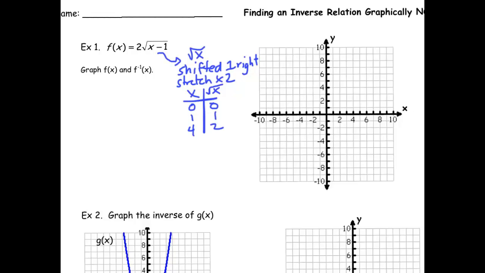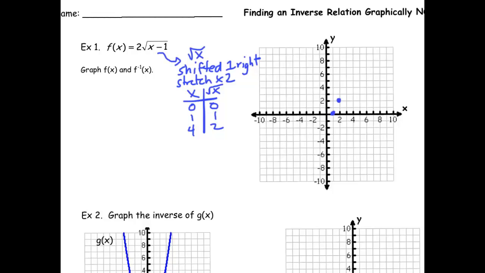So let's move those points 1 to the right. So 0, 0, 1 to the right. Its y value is 0, so when it gets multiplied by 2, it doesn't change. So there's our first point. Next point is at 1, 1. Move it right 1. Its y value is 1. Multiply that by 2, we get 2. So I have a point at 2, 2.